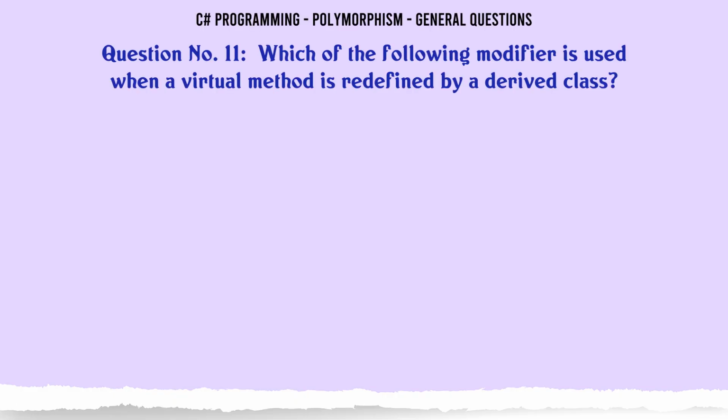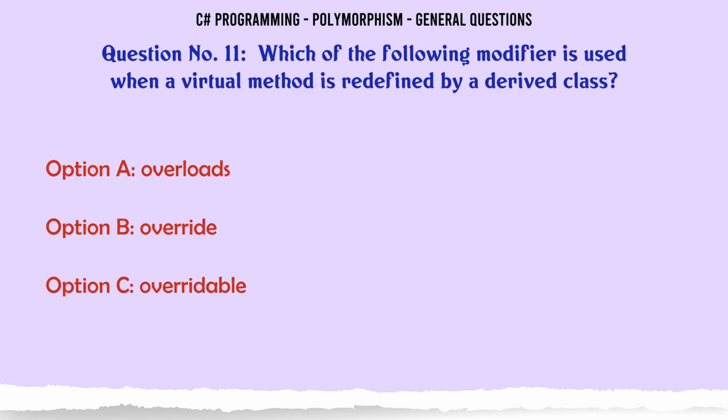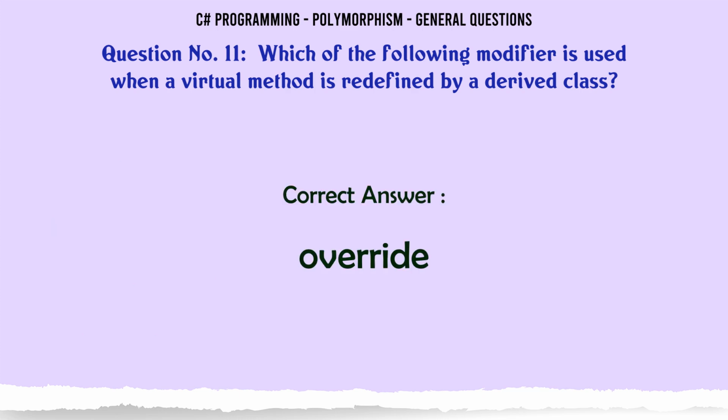Which of the following modifier is used when a virtual method is redefined by a derived class? A. overloads, B. override, C. overridable, D. virtual. The correct answer is override.